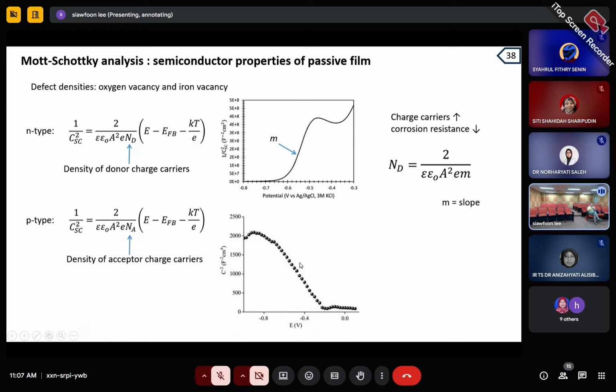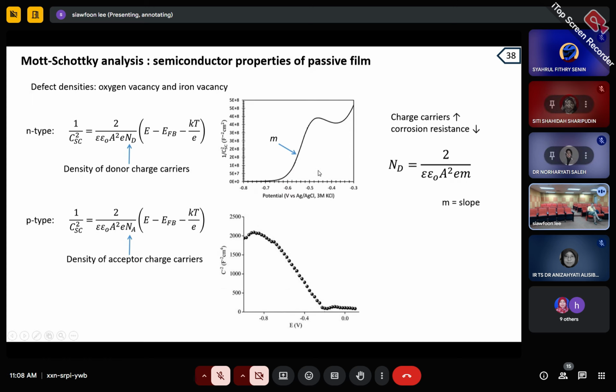However, if you get a curve like this, with a negative slope, it means the charge carrier is an acceptor charge carrier, which means holes are flowing through this circuit. And this kind of combination of the positive slope and the negative slope is what you will get when you study stainless steel. However, if you study cast iron or normal carbon steel, you usually will get this kind of curve. Okay.